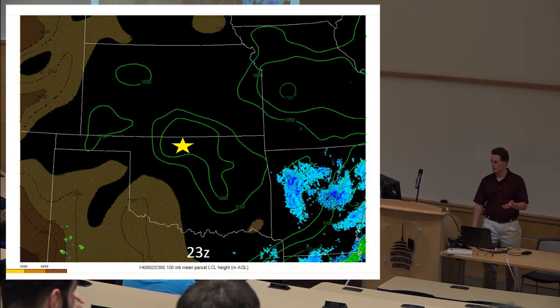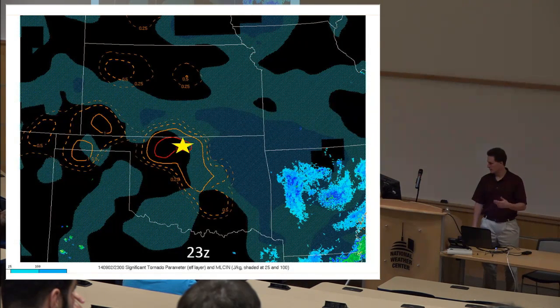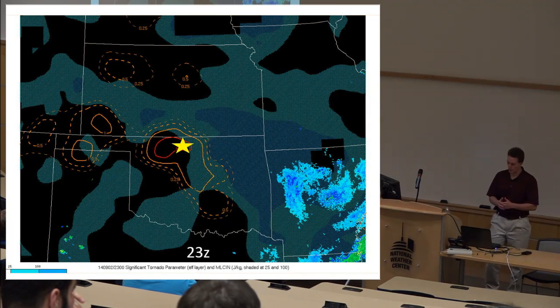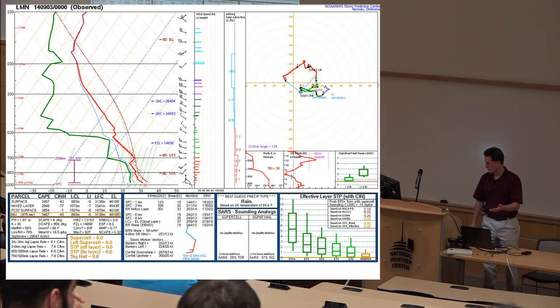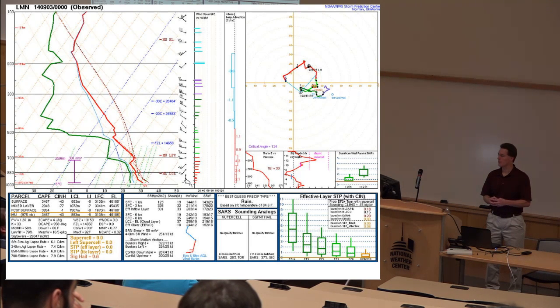LCL, you see a bit of enhancement on the cool side of the outflow, and again, reflected in the SIGTOR parameter. Not as big as the other cases. It's not quite as favorable an environment. Here's the sounding from Lamont. In this case, you notice the winds aloft are a lot weaker. Notice the 15 knots there, 500 millibars.